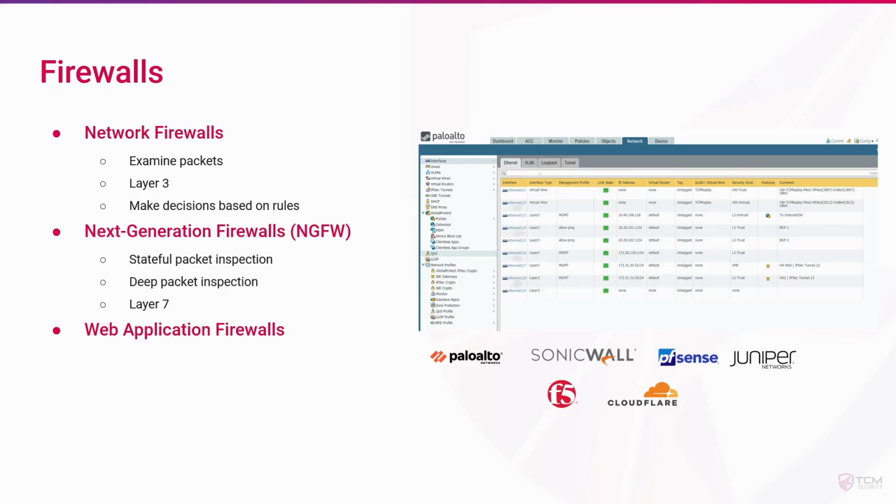And lastly, here we have the web application firewall, or the WAF. And these are specialized firewalls designed to protect web applications from a variety of web-based attacks like SQL injection, cross-site scripting, and other application layer vulnerabilities. And again, unlike traditional firewalls, these also operate on layer 7 because they're dealing with the application layer. And you can see some common examples here of firewall technologies like Palo Alto, SonicWall, pfSense, Juniper, F5, and more.